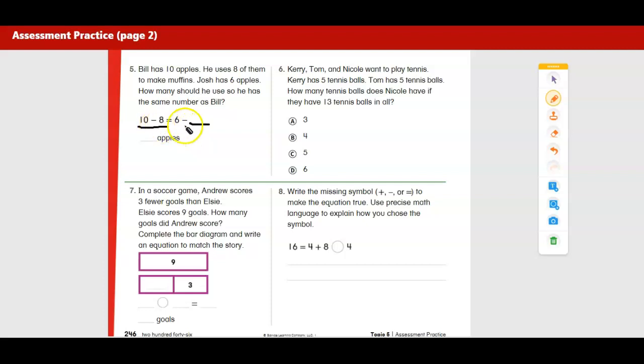So it's just like making a true equation again. We want both sides of the equal sign to be equal. So find out what is 10 minus 8. And once you have your answer, now look and see 6 minus what number would give me the same answer.